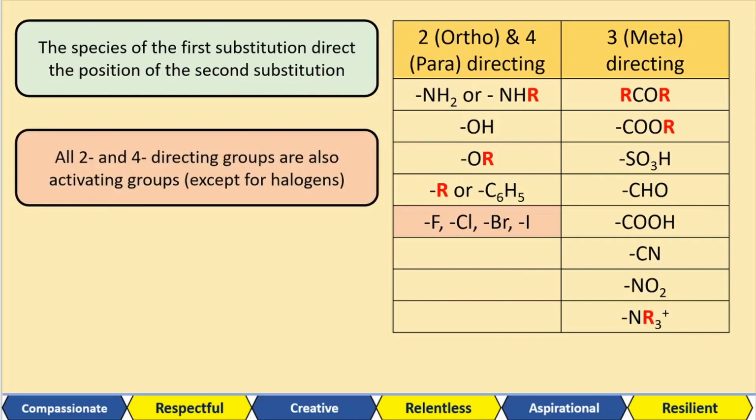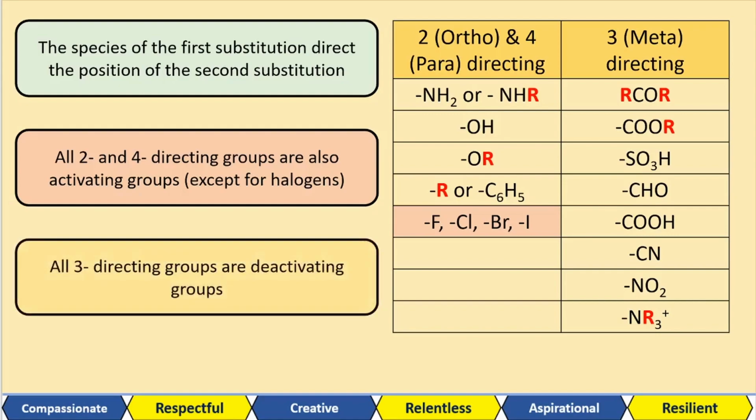What you also need to know is that all of the 2-4 directing groups are also activating groups, except for the halogens. That's why I've got a special color. They've got their own special group there. All of the 2-4 directing groups are activating groups, except for the halogens. So if you've already got a 2-4 directing group on your benzene ring, apart from a halogen, it will readily react. And all of the 3 directing groups are deactivating groups. So it kind of shuts the reaction down if you don't add extra heat, energy or catalyst or halogen carrier, etc.